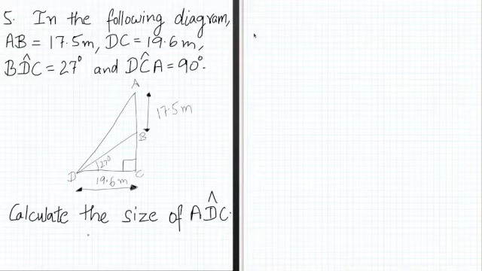The fifth question I'm going to answer is about how trigonometry works with right angle triangles. It states, in the following diagram, AB is equal to 17.5 meter, DC is equal to 19.6 meter, angle at D from BDC is equal to 27 degree, and angle at C from DCA is equal to 90 degree, which is a right angle triangle. And this is the rough sketch of the figure. Calculate the size of angle ADC at D.